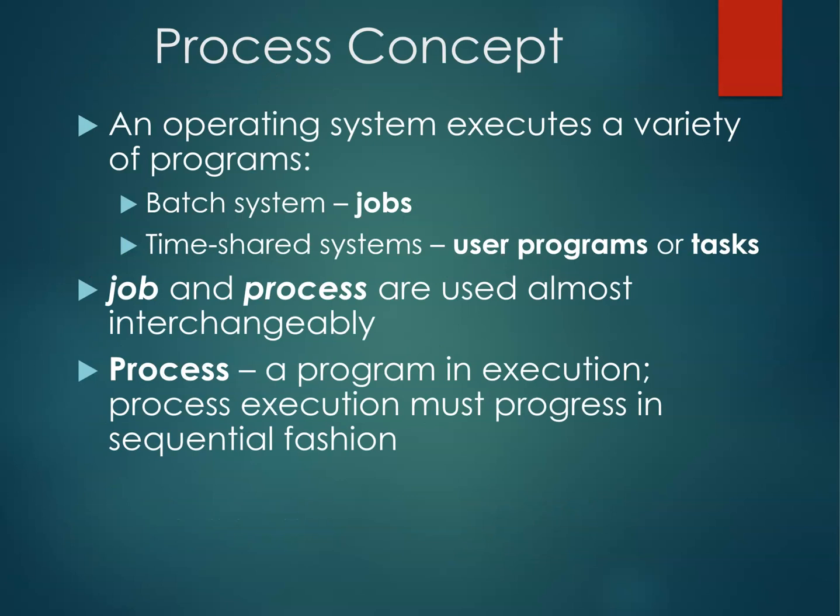An operating system executes a variety of programs. Now, originally we had batch systems which executed jobs, which are kind of similar to processes. And then we had time-shared systems which used user programs or tasks. Job and process are used almost interchangeably, although these days you rarely hear the term job. A process is a program in execution. Process execution must progress in a sequential fashion.